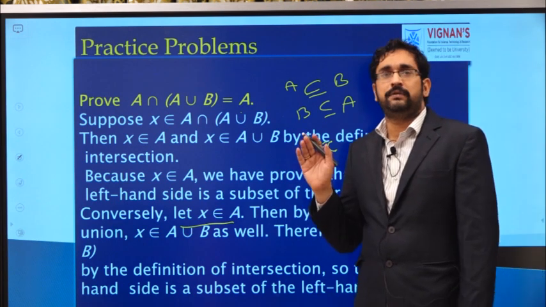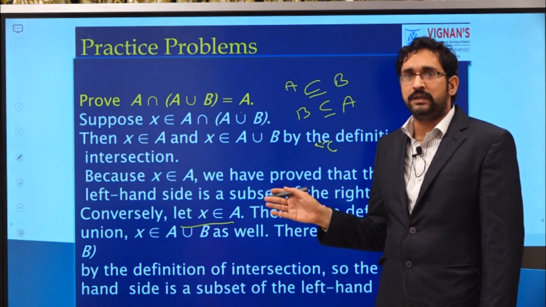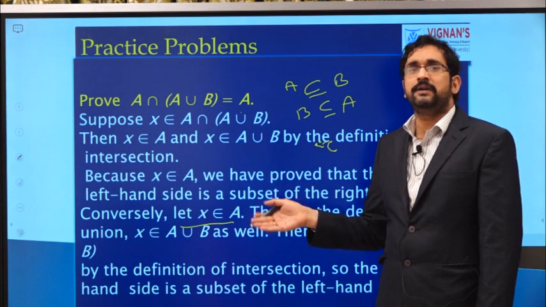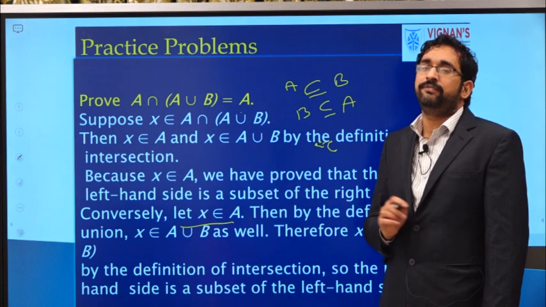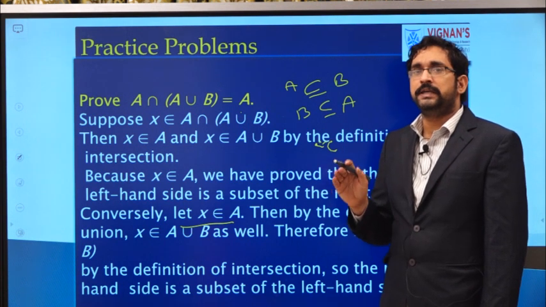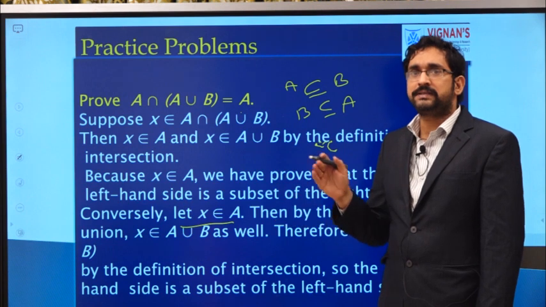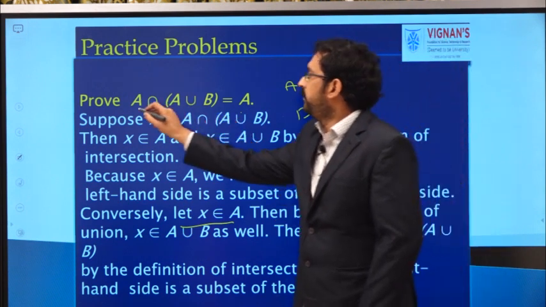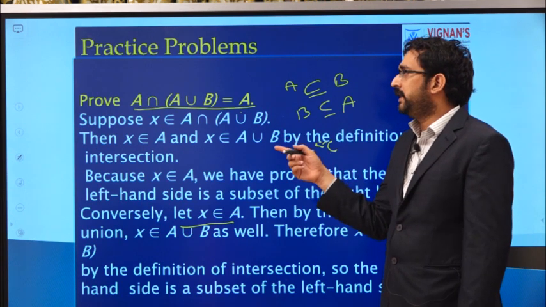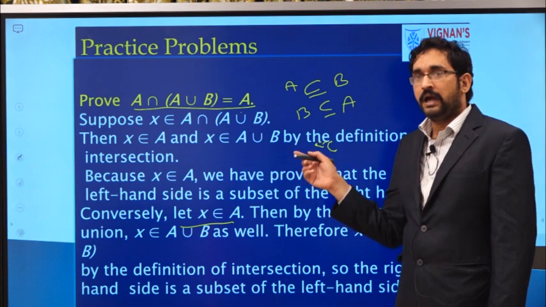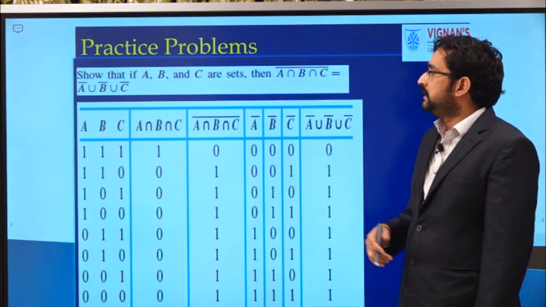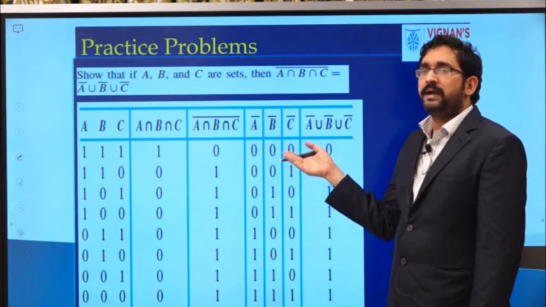Hence if we want to prove that two sets are equal, first we can prove that one set is a subset of the other set and vice versa. That is, if we want to prove that A equals B, it is enough if we prove that A is a subset of B and B is a subset of A. Similarly, to prove this, we can prove it both ways: A intersection of A union B is a subset of A, and A is a subset of A intersection of A union B.